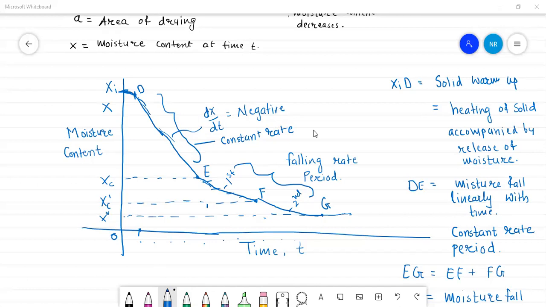Now, it's negative, but the negativity is not the same as in the constant rate period. Yes, it's negative because as time increases, x decreases. So it is obviously negative, but the negativity is less than in the constant rate period.